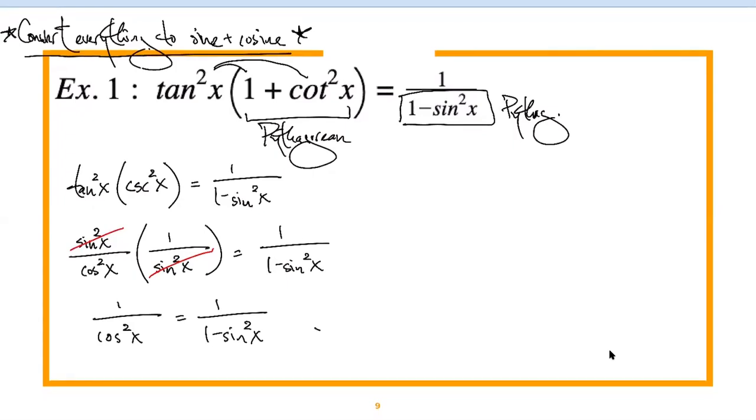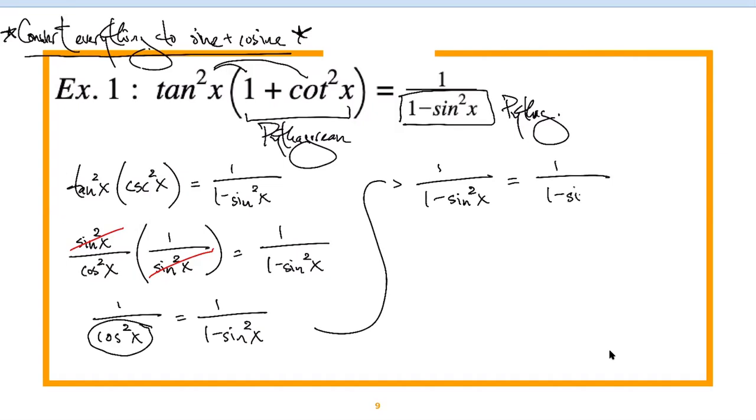How can we get the two sides to look exactly like each other? What do we need to do to that left-hand side? Could you use the identity to make it 1 minus sine squared x? You absolutely could. We're going to replace cosine squared with 1 minus sine squared, and we've done it. The left-hand side looks like the right-hand side, so we are all set to go. Okay?